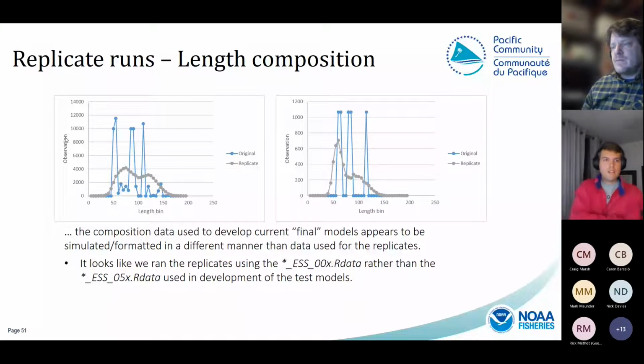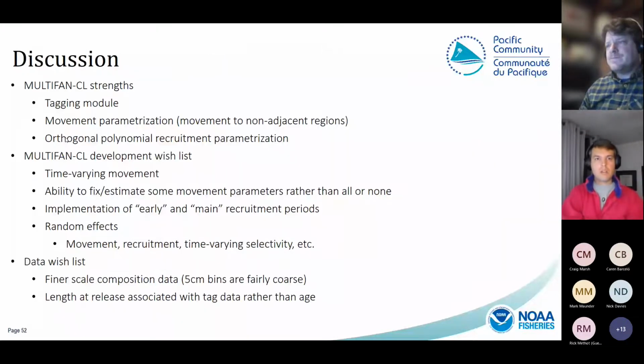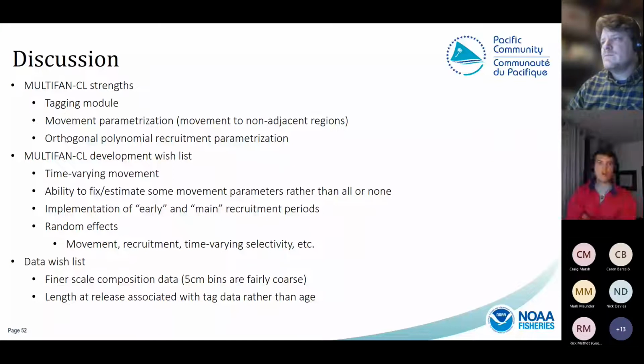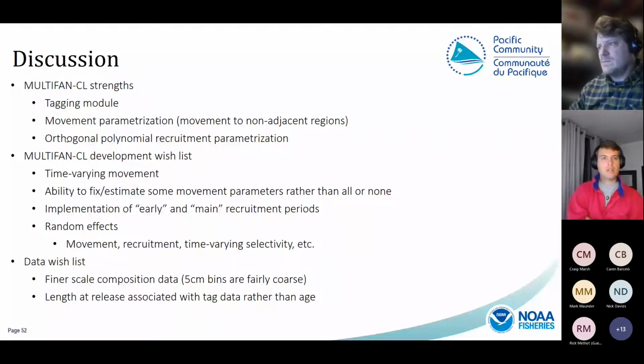So in terms of discussion, just to wrap up quickly in a few slides. Some of the strengths that we discussed for MultiFan-CL: the tagging module, a lot of work over many years has gone into that, so we consider it to be an asset. The movement parameterization, that movement to non-adjacent regions within the same time step. And also the orthogonal polynomial recruitment parameterization.